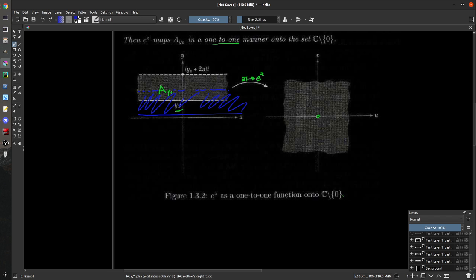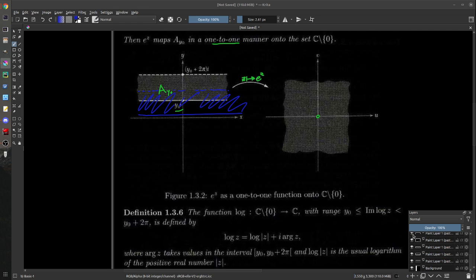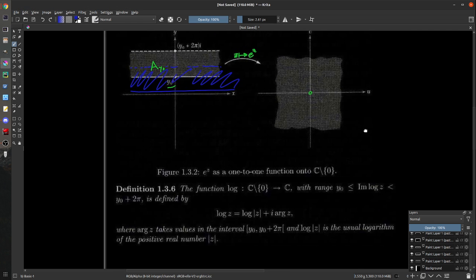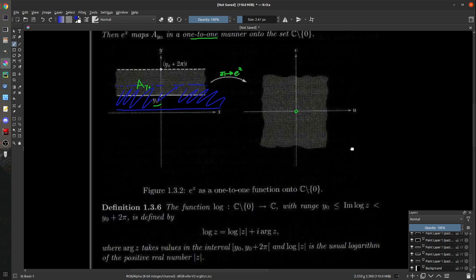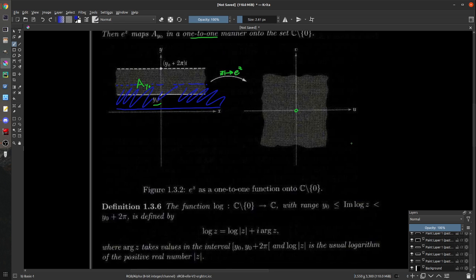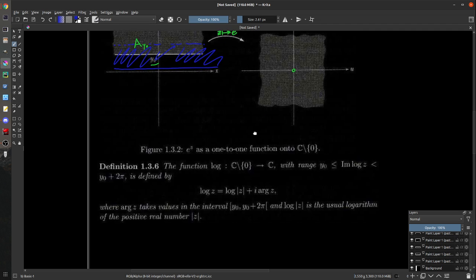Nice. And this is a minor distinction, but in case that's not clear, we're not saying that e to the z is one-to-one and onto. We're saying that e to the z restricted to the domain A sub y naught induces a one-to-one and onto function if we take its codomain to be C without the origin. All right, fair enough. So this is what we're going to need to define the complex logarithm, since the complex logarithm should undo the complex exponential function, right? And so this is what we're going to have to start with.